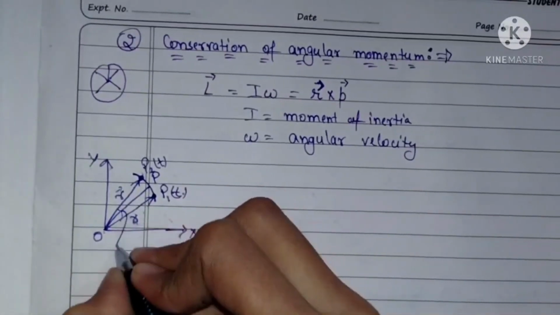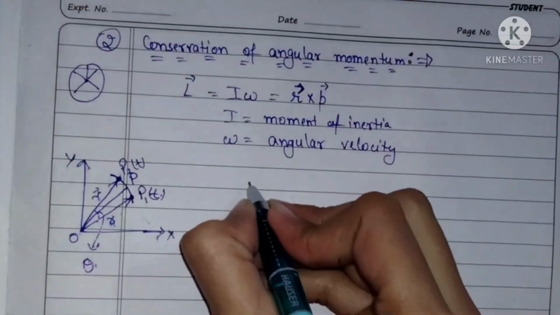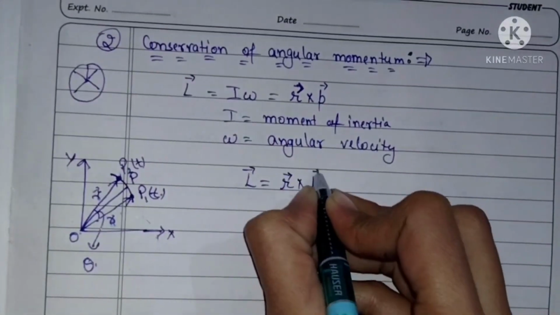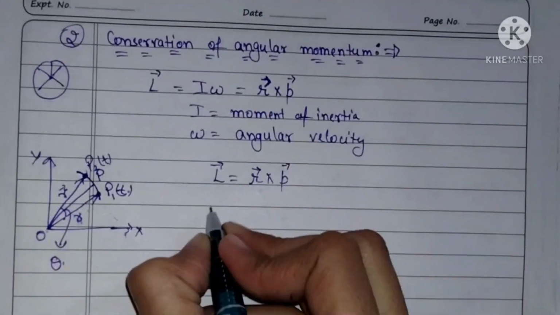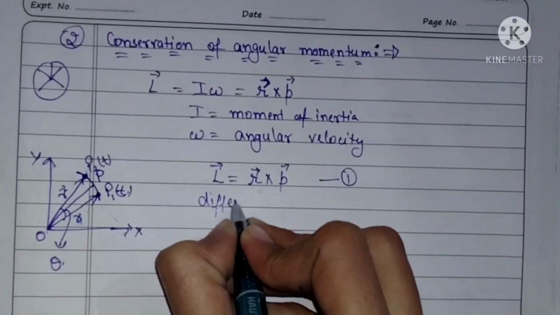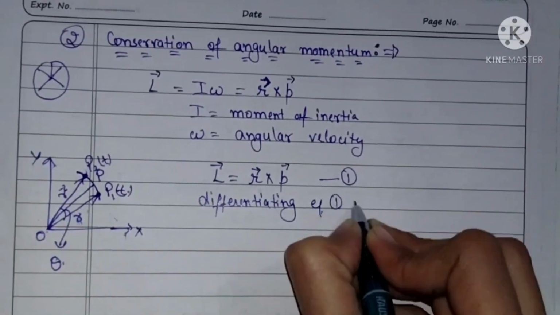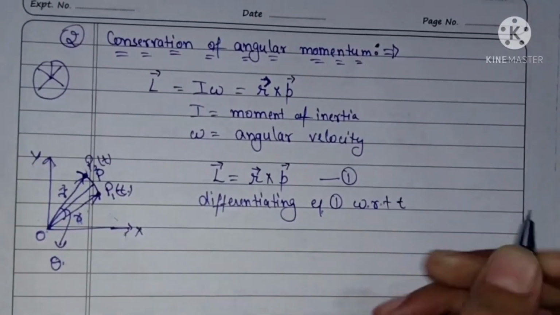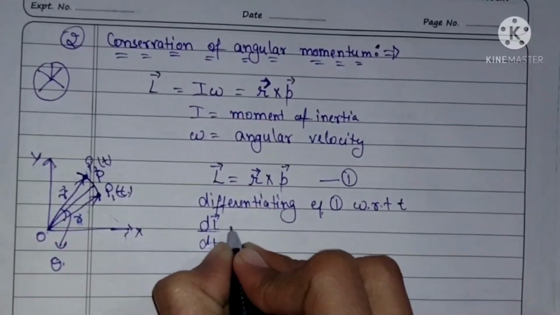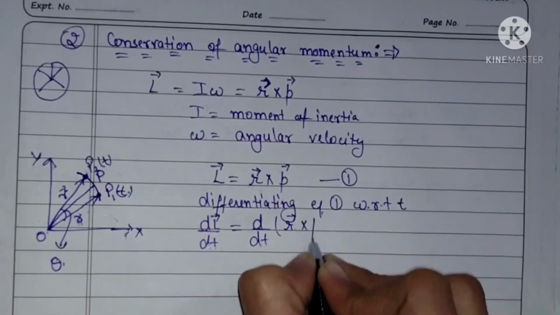The position vector for point P1 is r, and after some interval of time, after covering theta distance, it reaches point P. Now L is equal to r cross p. Differentiating this equation with respect to t, dL/dt is equal to d/dt of (r cross p).